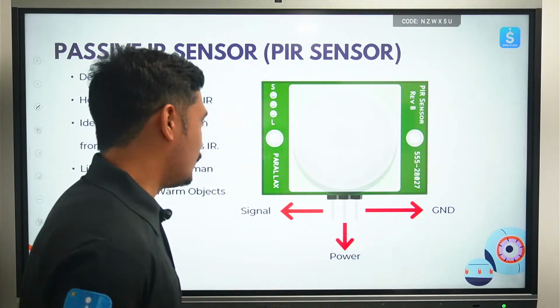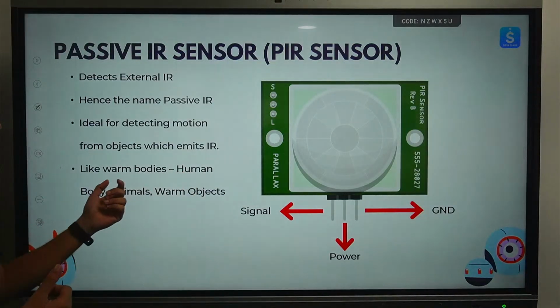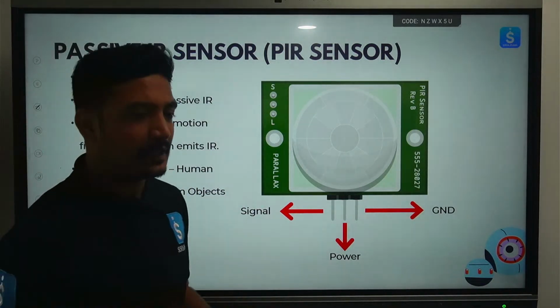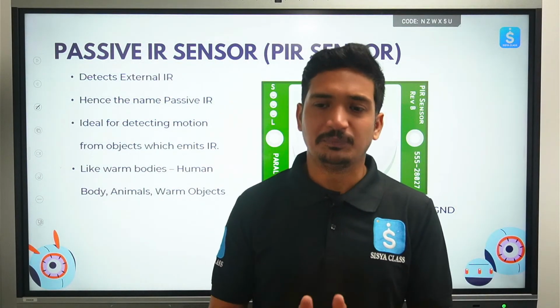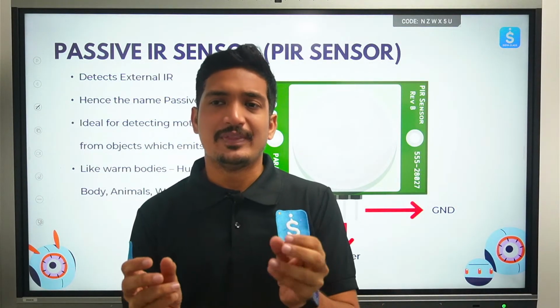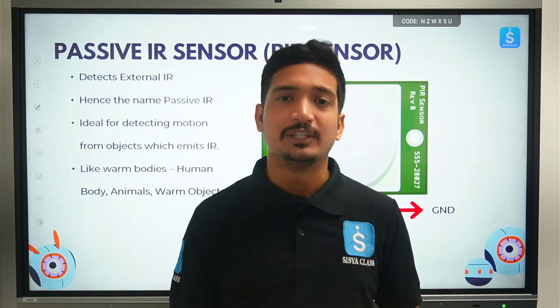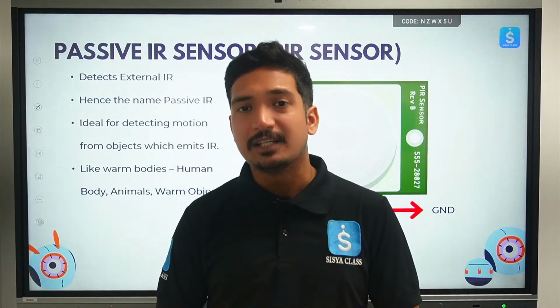Okay, now where can we use it? It can be used for warm bodies like human bodies, animals, and warm objects. Okay, so typically places where IR can be released or objects which can release IR, that motion can be detected over here. Okay, not exactly detects motion, but we can use it as a motion detector. Okay, fine. So this is how the PIR sensor actually works.